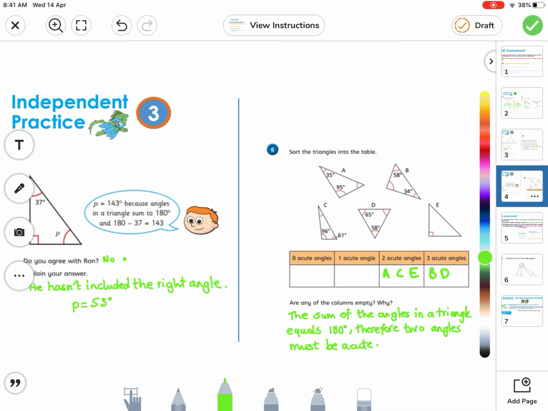So it should be P equals 53 degrees because 37, 90 and 53 all add together to give me 180.